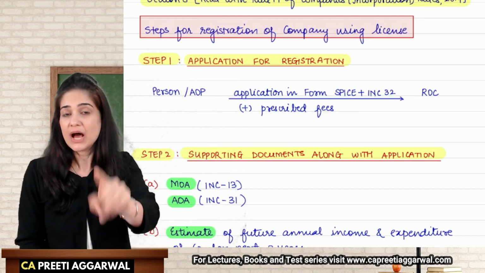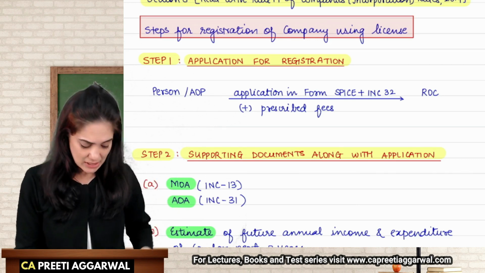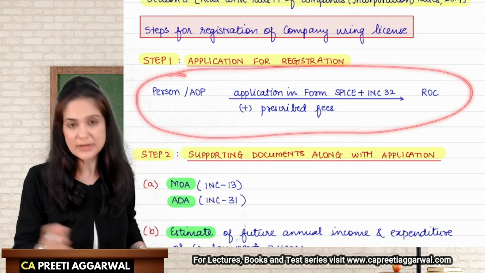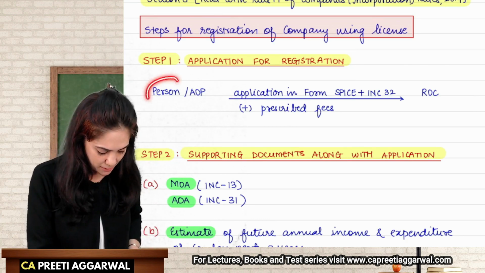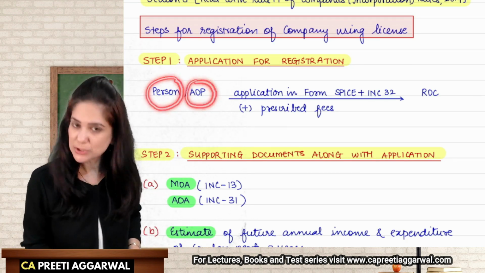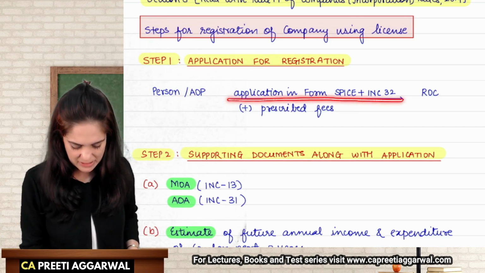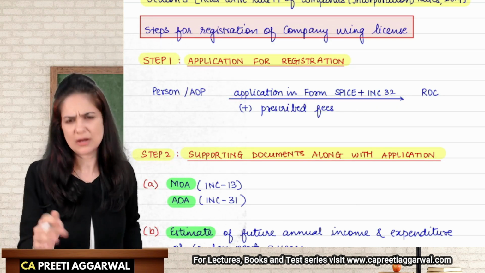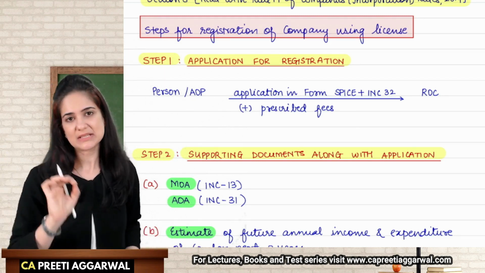Did you notice I was able to easily convert the chart into a sentence format? Now see how I converted: a person or an association of persons shall make an application in form SPICe+ INC-32 along with the prescribed fees to the ROC. Now let us discuss each and every word.